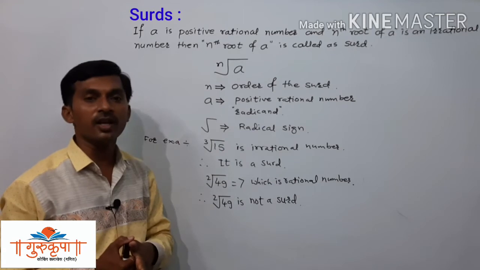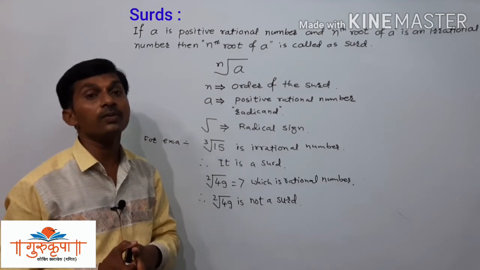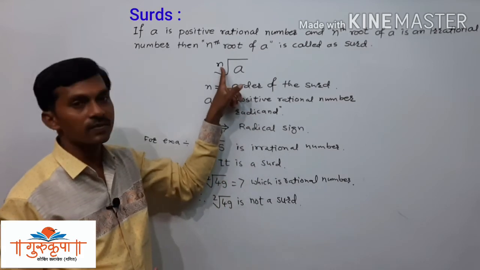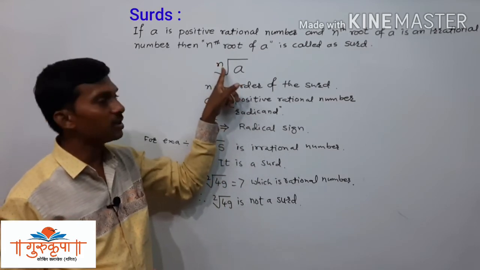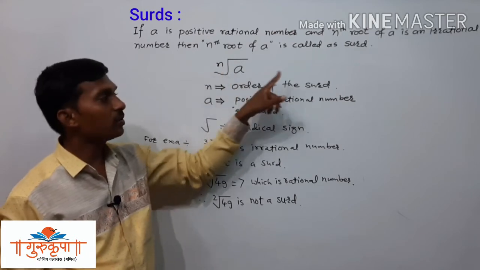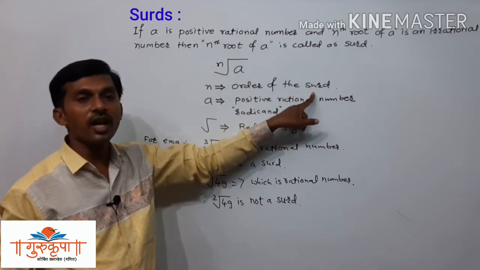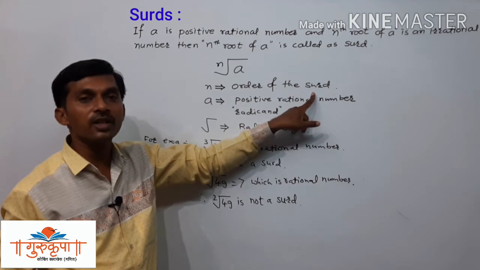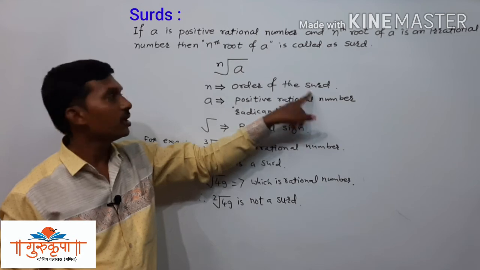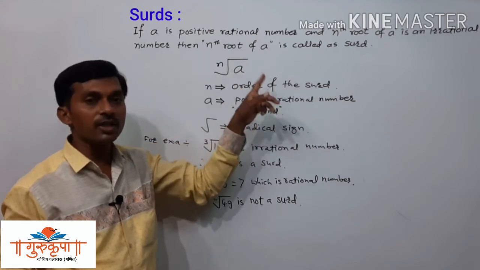Sometimes you may be asked to write the order of the surd. Then what is the order of the surd? This number n. If nth root is a surd, then n is called the order of the surd, and it is an integer which is greater than 1. It is always greater than 1. That also you have to remember.